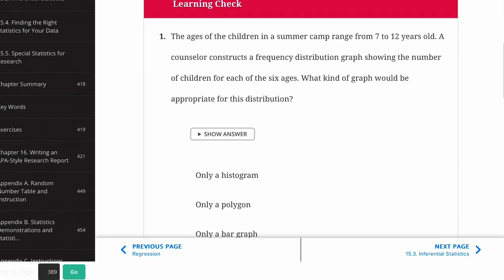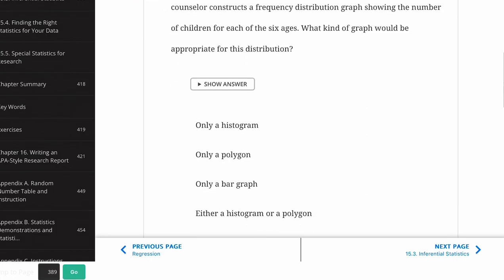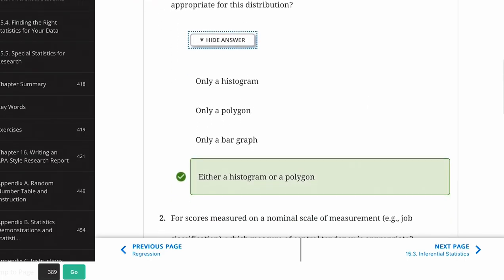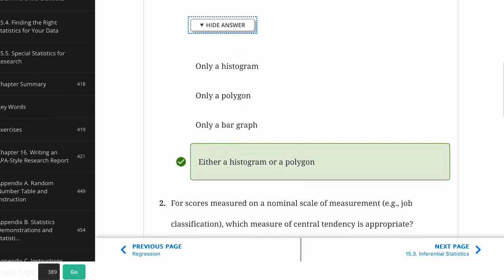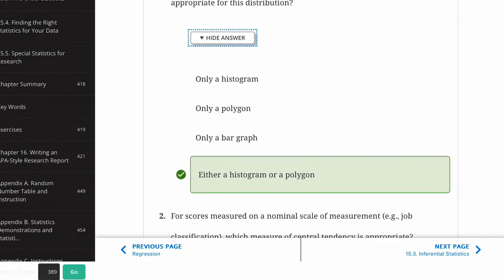The ages of the children in a summer camp range from 7 to 12, and the counselor wants to do a frequency distribution showing the number of children for each of those ages. How many 7-year-olds they have, how many 8-year-olds, how many 9-year-olds, you get the idea. So what kind of graph would be appropriate for that? Well, you could use either a histogram or a polygon. If you flip back in your slides, rewind this video, or look back in your book, you can use either of those for this kind of data because it's numerical, not categorical.